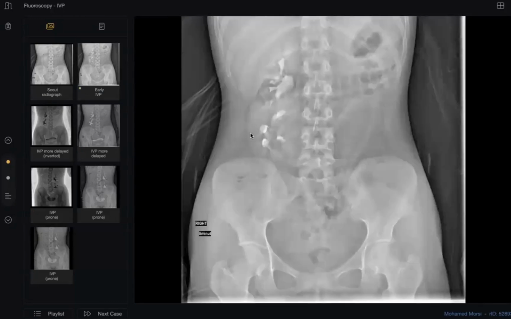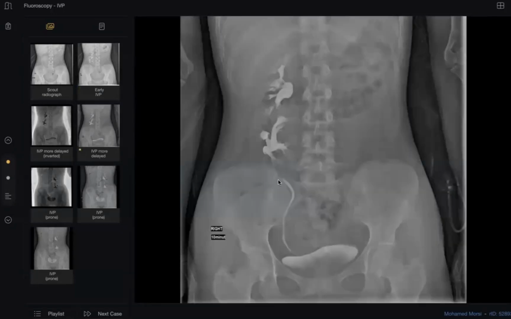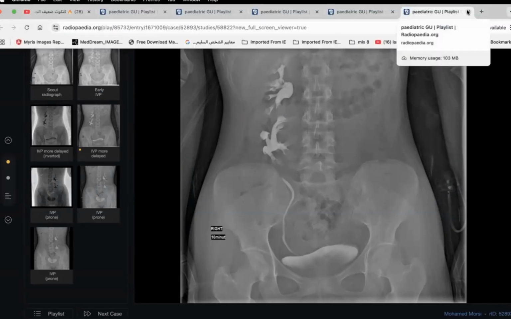Again, repeat the diagnosis. Crossed fused ectopia. There is crossed fused ectopia in the right aspect, between the lower pole of the right and the upper pole of the left kidney. Thank you so much, my doctor.